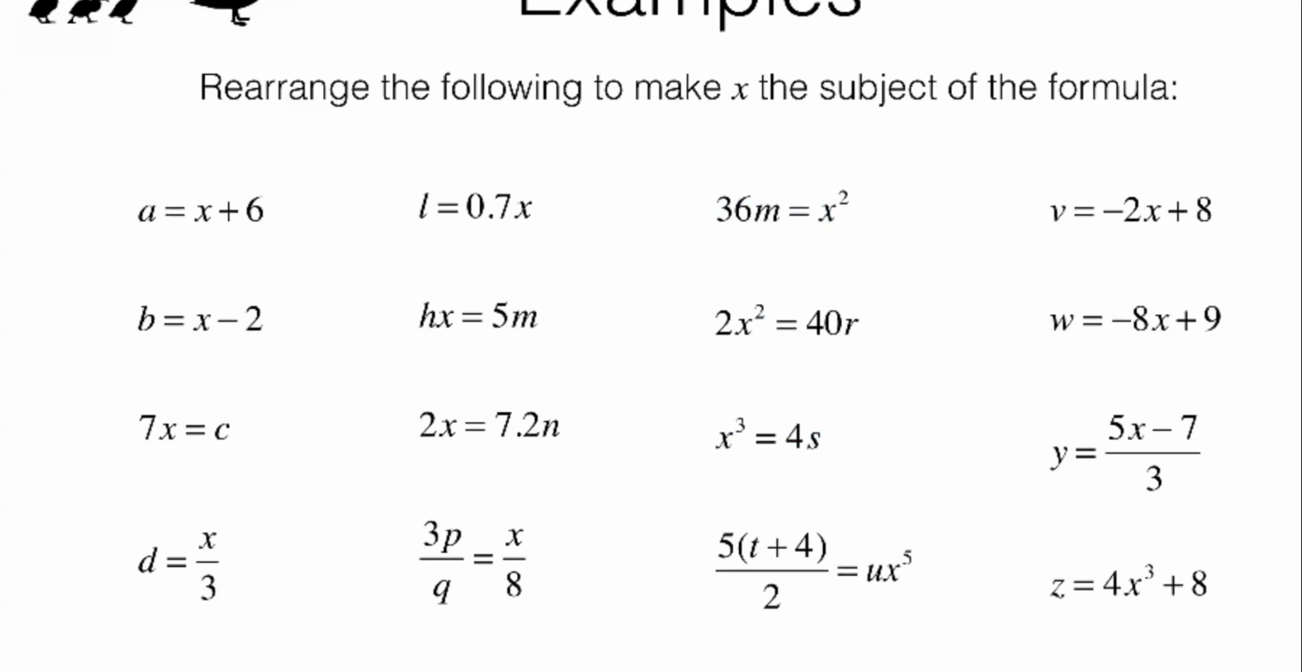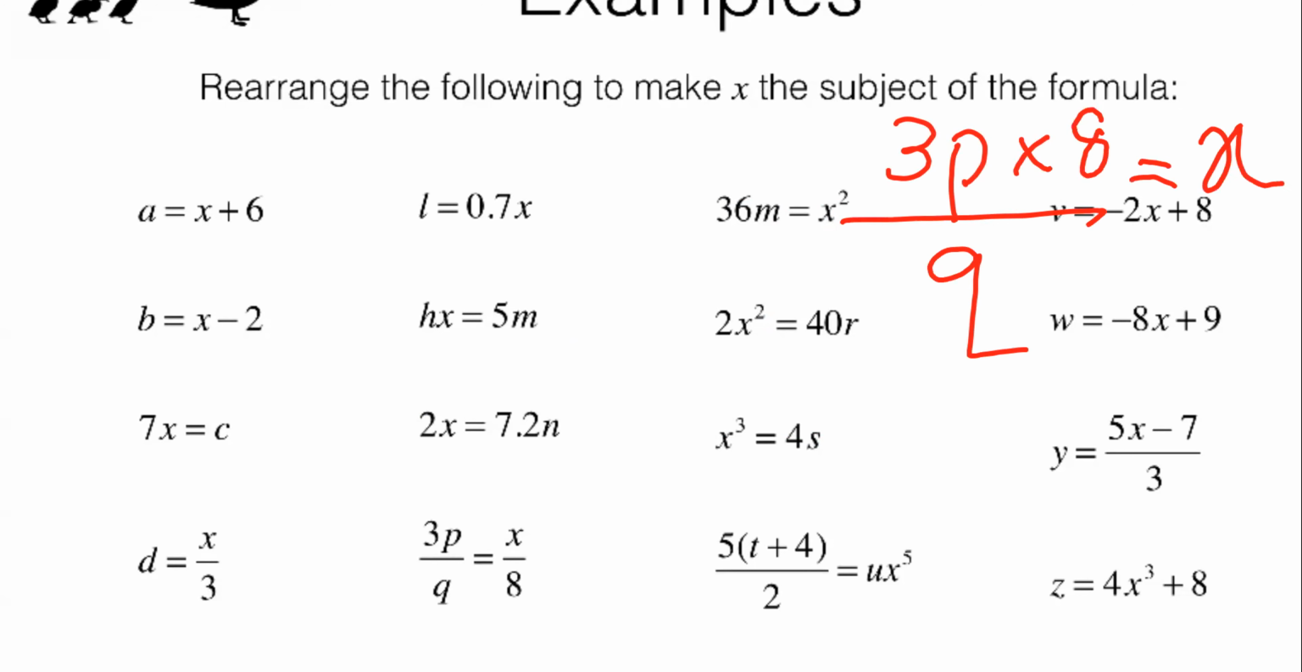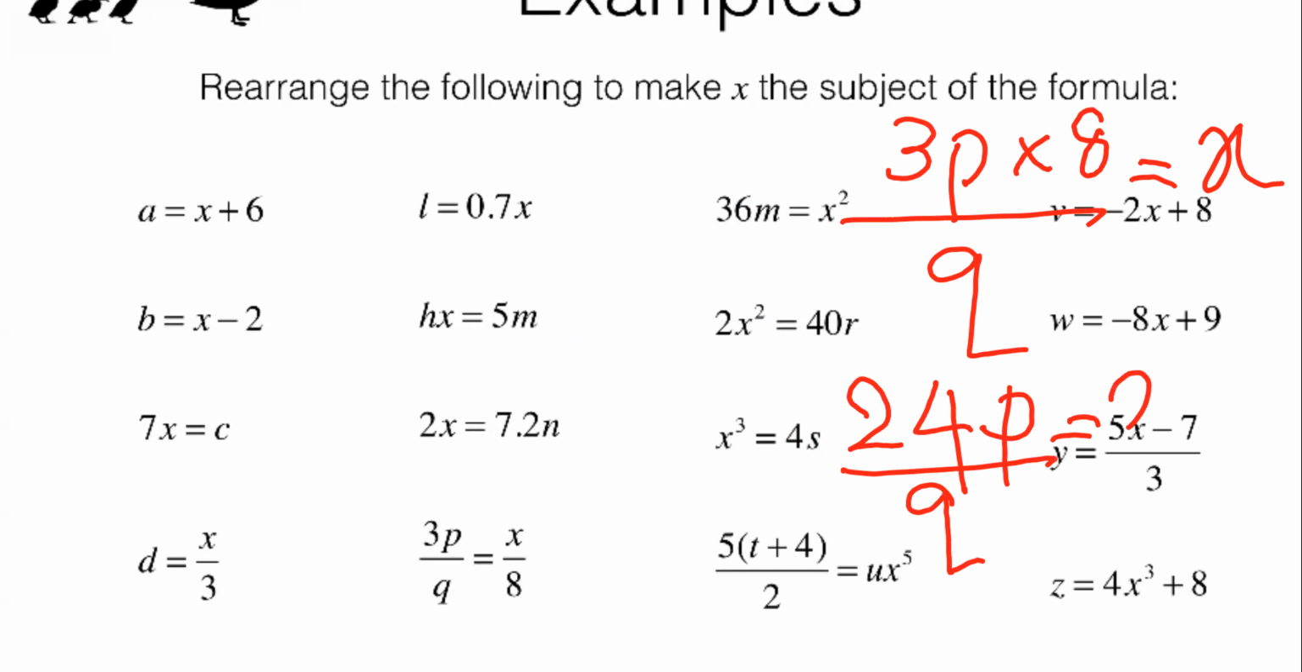3p over q equals x over 8. How do you do this one? You have to remove the 8. Then what can we do? We can multiply both sides by 8. Then x is alone. Now you get 8 times 3, 24p over q. 24p over q equals x.